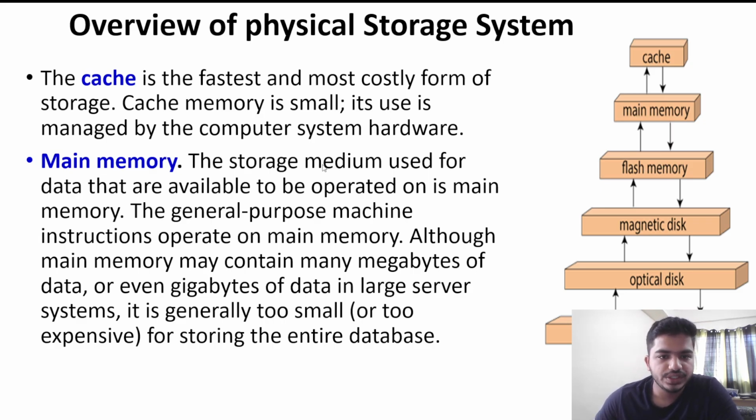Main memory is the storage medium used for data that are available to be operated on. The general purpose machine instructions operate on main memory. Although main memory may contain many megabytes of data, even gigabytes in large server systems, it is generally too small or too expensive for storing the entire database. This is the flow of the storage device hierarchy. First come magnetic tapes, then optical disk, then magnetic disk, flash memory, main memory, and cache memory. Cache memory is the smallest of all.